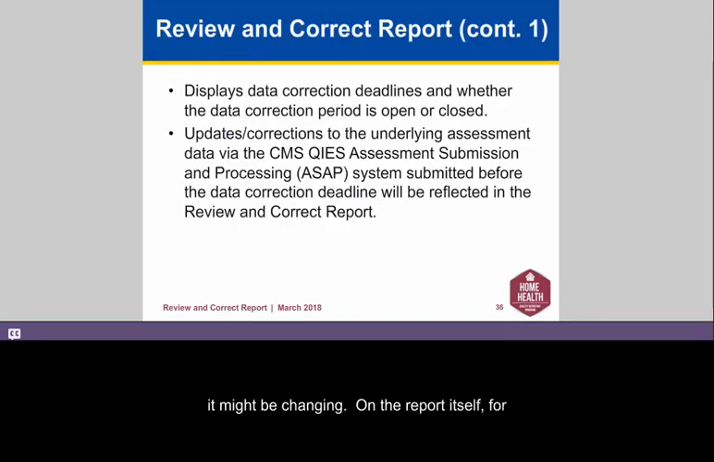On the report itself, for each quarter, you will see the data correction deadline, and you'll see an indicator as to whether or not that correction period is open, or if it has closed and you are no longer able to enter information. Updates or corrections to the underlying assessment data can be submitted into the KEYS ASAP system as long as it is before the data correction deadline that is listed on your review and correct report.